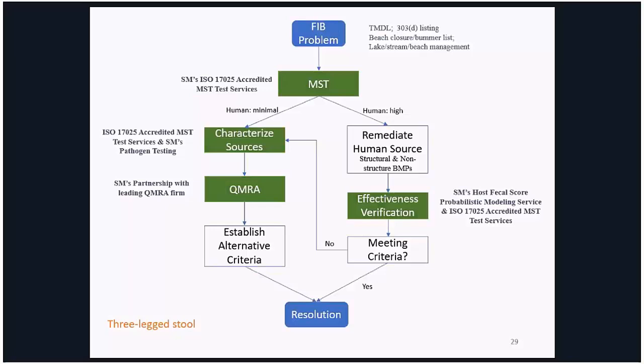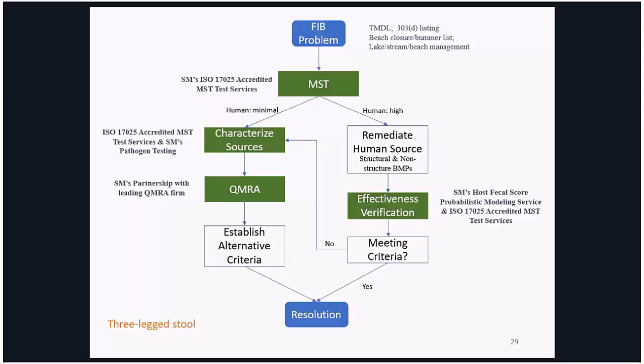So the three-legged stool I'm mentioning is, you need to first have a local partner, like a consulting firm or someone to help you organize the entire project, communicating with the regulator. And then you also need to have a reliable lab to perform the microbial source tracking testing, to also characterize the sources and do the pathogen testing in the sources, because these pathogen data are needed for QMRA.